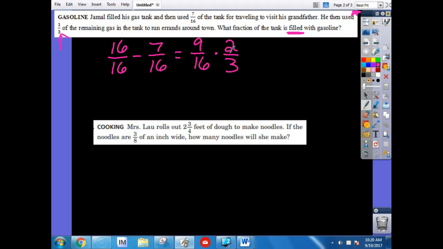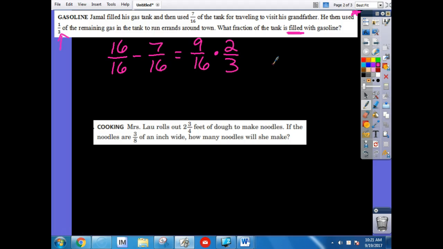Really what we're finding here is 2/3 of 9/16. Of is something that we teach all year, means multiplication in mathematics. 2/3 of 9/16. Now hey, multiplication is very nice. I can just multiply straight across the top, straight across the bottom. I don't have to have common denominators in multiplication.